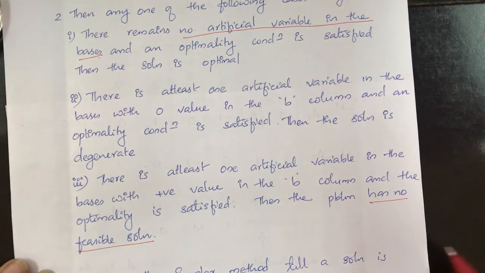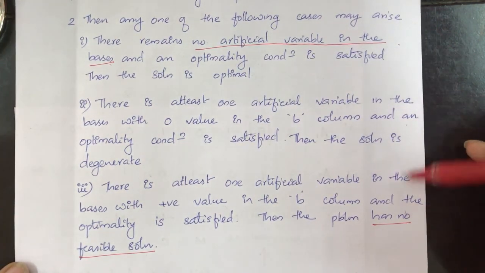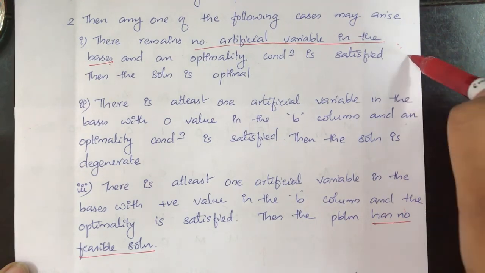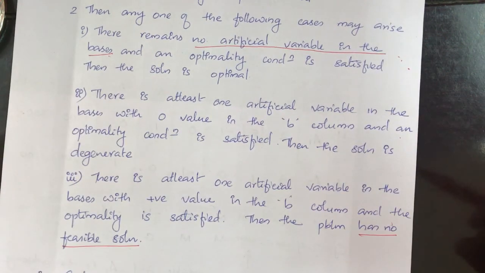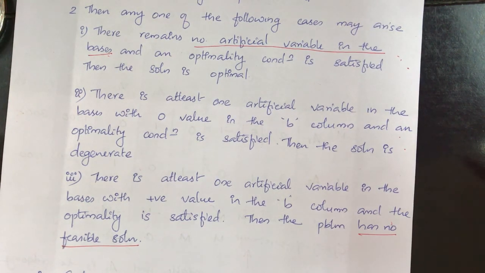So we need to continue the simplex method till the solution is obtained. That is, either we need to get an optimal solution without an artificial variable in the basis, or we need to get an artificial variable in the basis with a 0 B column value. Thank you.